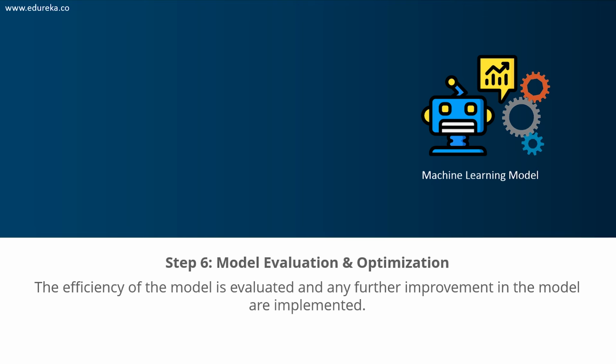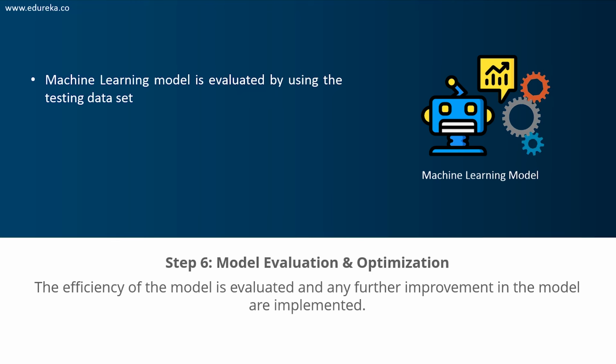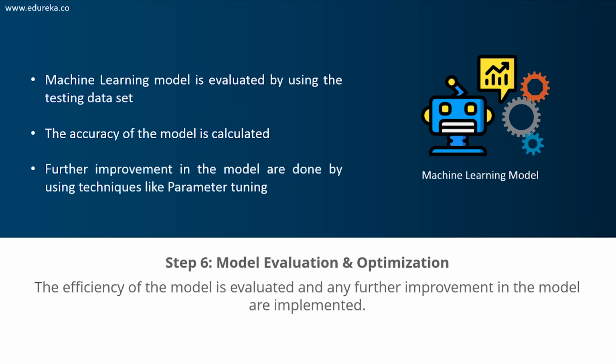Now, after you build a model by using the training data set, it is finally time to put the model to a test. The testing data set is used to check the efficiency of the model and how accurately it can predict the outcome. Once the accuracy is calculated, any further improvements in the model have to be implemented at this stage. Methods like parameter tuning and cross-validation can be used to improve the performance of the model.